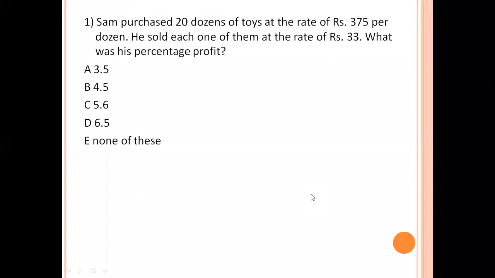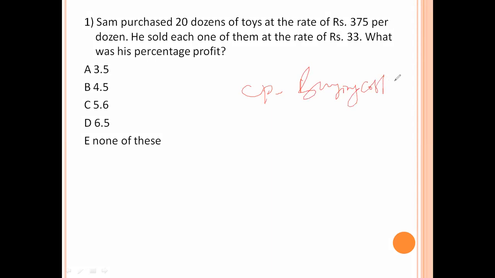So first we are going to discuss the basics. Next we're going to discuss problems. Here we see first what is meant by cost price. Cost price means the buying cost of any item. That one is called cost price. Selling price means sold price. That one is called selling price.